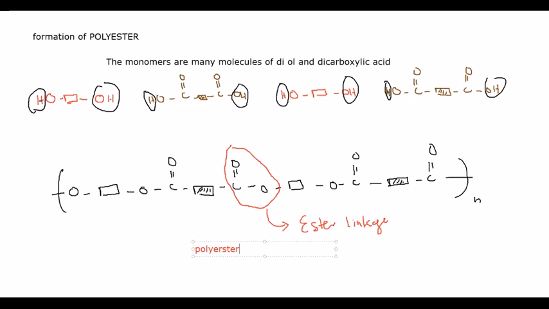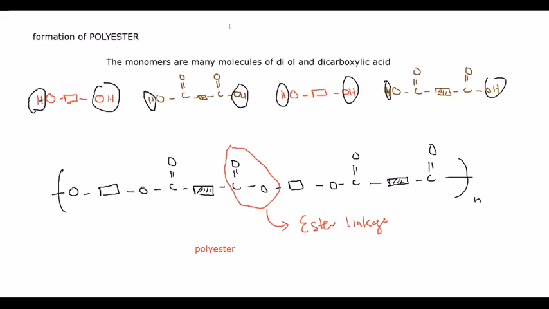You have heard this name, polyester. So polyester is actually a synthetic polymer, a man-made polymer, made by combination of dicarboxylic acid and diol. Many uses are there for polyester.